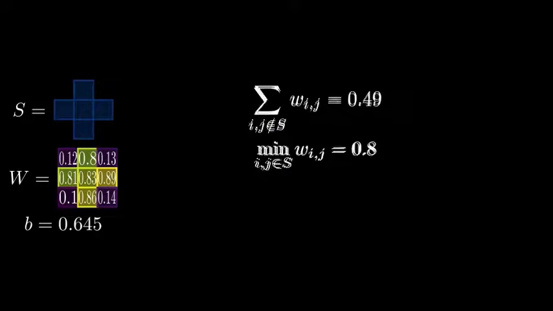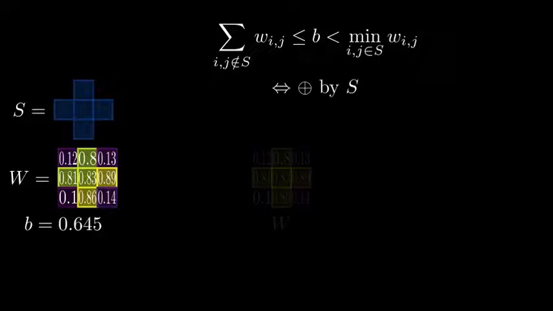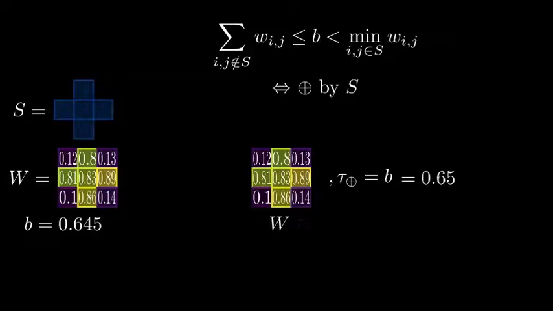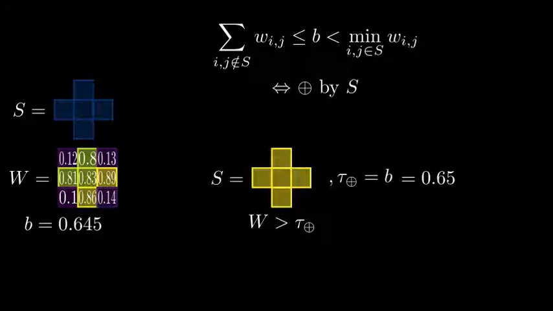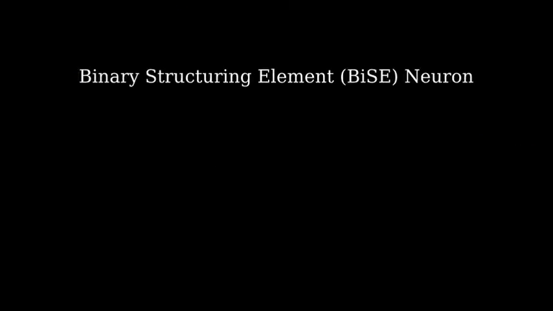Let us define some W and B that respect the inequality we have just found for the dilation. Then we can recover the structuring element by thresholding W. The threshold depends on the operation. We now have everything we need to introduce the binary structuring element neuron, or B's neuron.